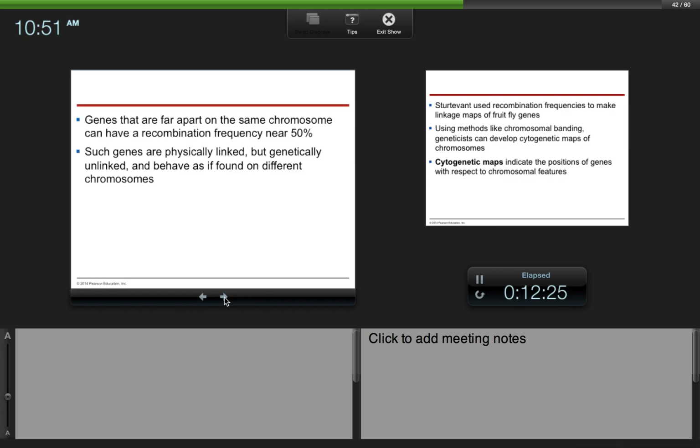Genes that are far apart on the same chromosome can have a recombination frequency near 50%. Such genes are physically linked but genetically unlinked and behave as if found on different chromosomes. So when we're doing problems to determine whether genes are linked or unlinked, 50% is the magic number. Less than 50% is going to be linked genes. 50% or greater is going to be unlinked.